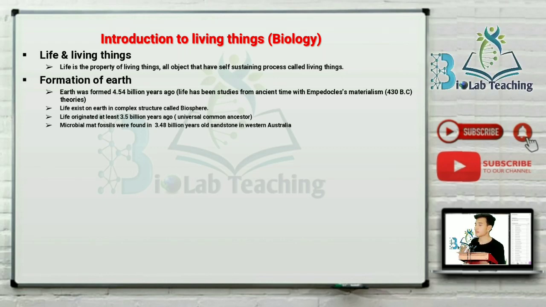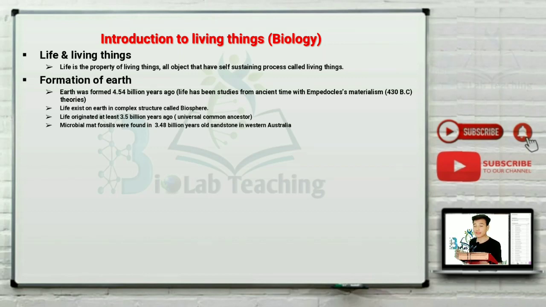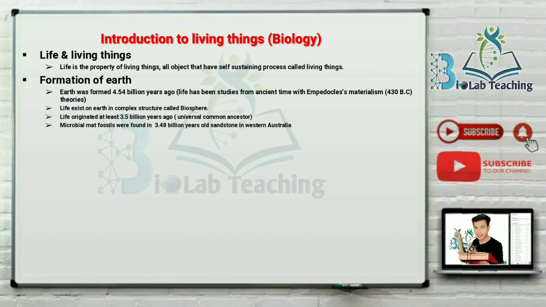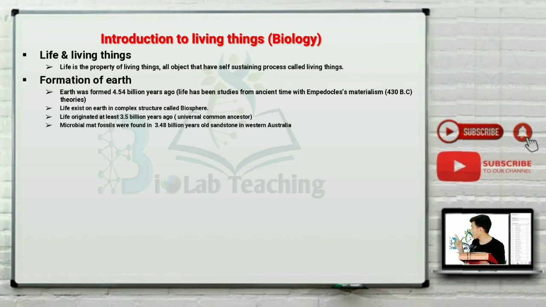They found things known as microbial mat fossils, which were found in 3.48 billion year old stones in Western Australia. The scientists discovered microbial mat fossils in 3.45 billion year old sandstones. So we have that evidence, and on the basis of that we say that Earth and life came about 3.5 billion years ago.